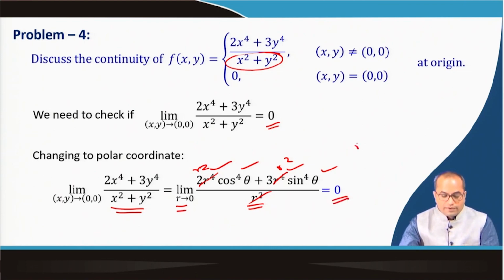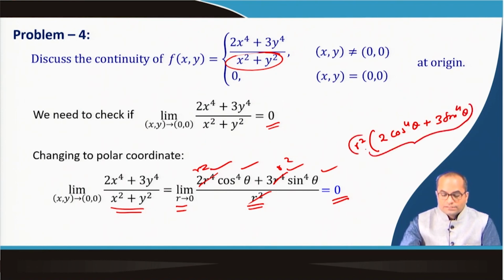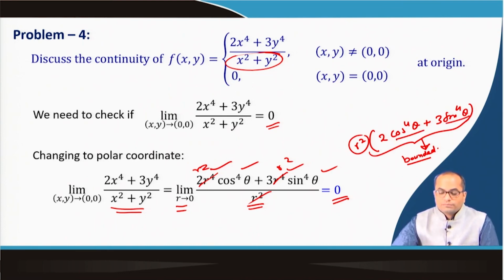Why? Because here you have r square as a common term, and we have 2 cos 4 theta and 3 sin 4 theta. This term which is sitting with the r square is finite and bounded, because cos is bounded by 1 and sin is bounded by 1. So, this term is bounded by 5 in fact, and then we have r square, and when r goes to 0, obviously this will go to 0. So, we are getting this limit independent of any theta. The limit does not depend on theta, and therefore, this is the limit.